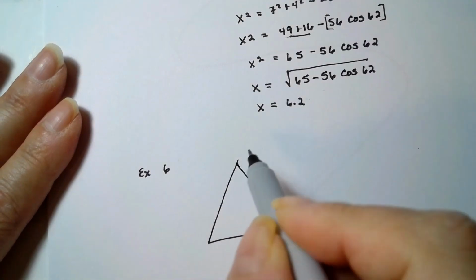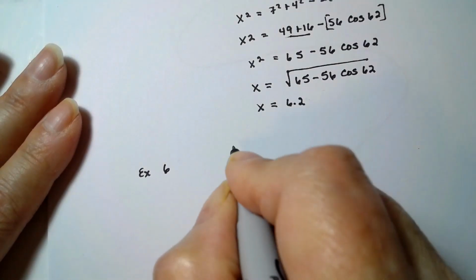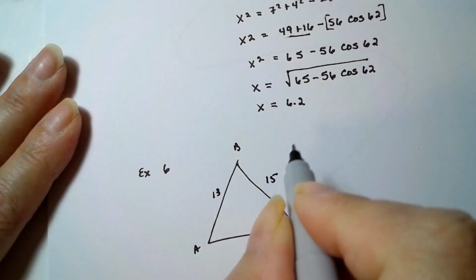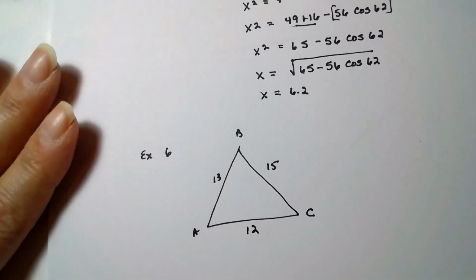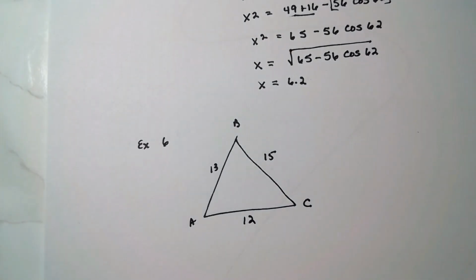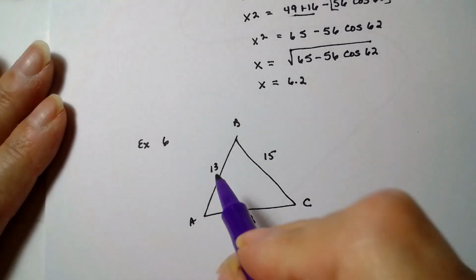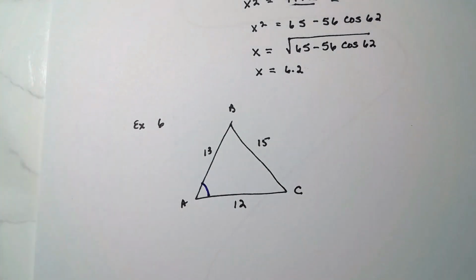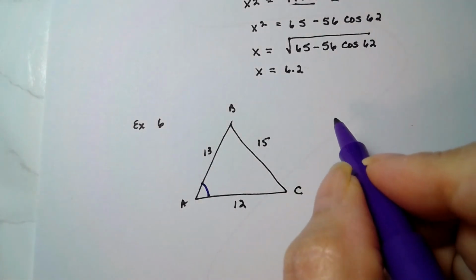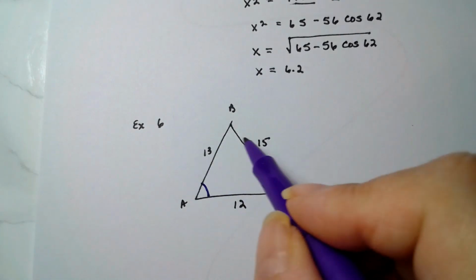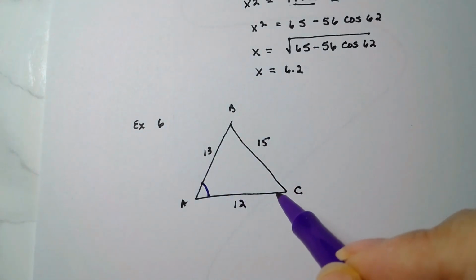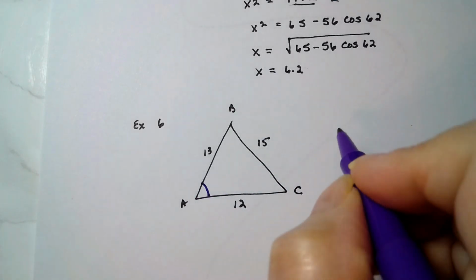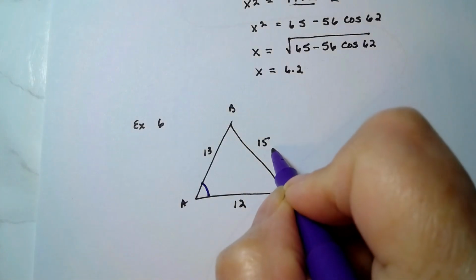And the figure that they give you here, ABC, has side measures only, 13, 15, and 12. So there it is, and what they want you to find is the measure of angle A. So they want you to find the measure of this angle right here. So if I think about the law of cosines and the formula, this time I've got all three sides. I'm not looking for a side, I'm looking for an angle. Piece of cake. If I'm looking for this angle, this is A, so that means this is side little a.